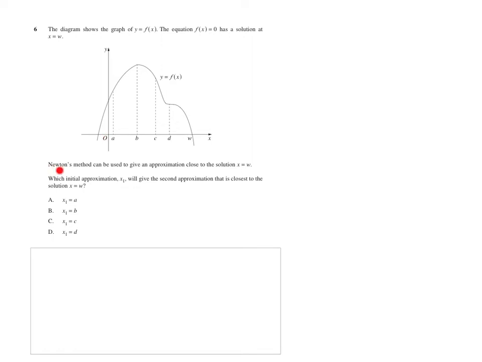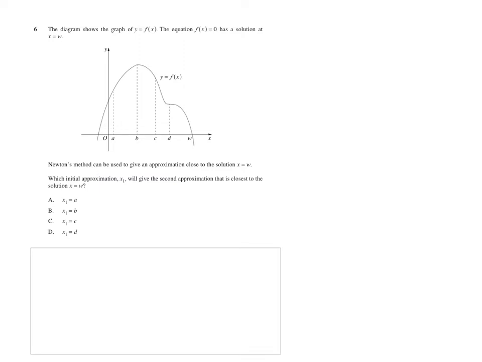Now, can you please use Newton's method to give an approximation which is the closest to x equals w among these 4 points, x equals a, b, c, or d? Which point would give you the closest approximation for this equation f(x) equals 0, the closest to x equals w? Okay, now our problem goes to what is Newton's method?